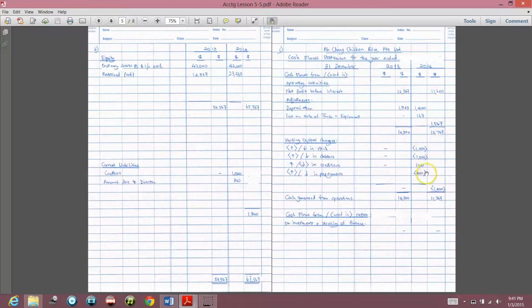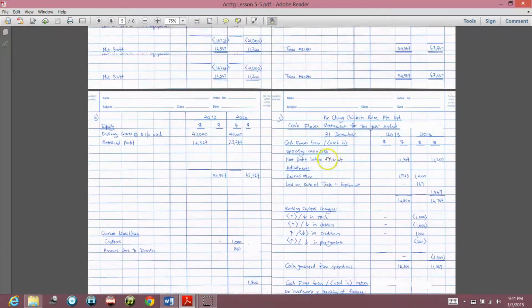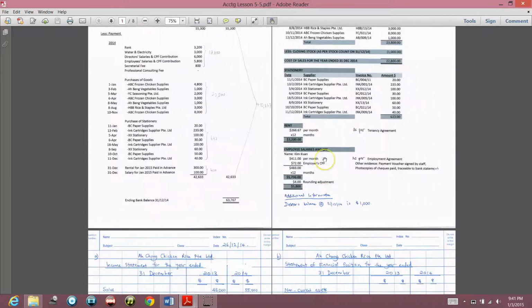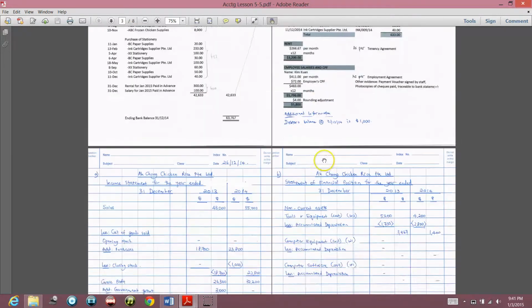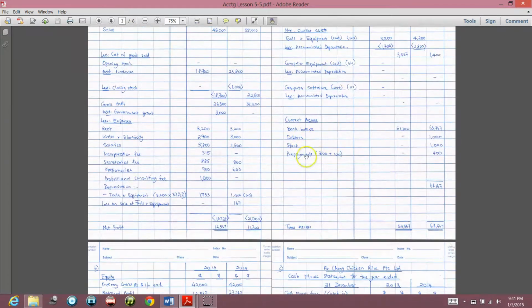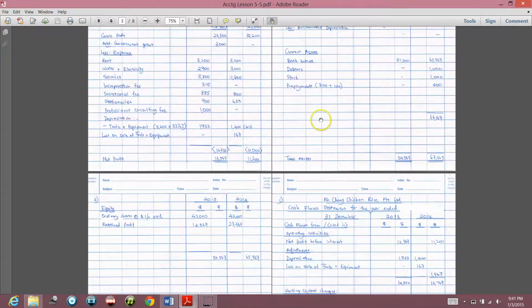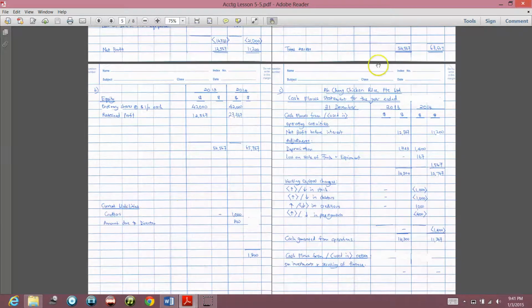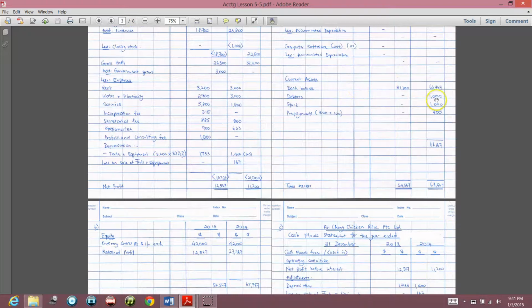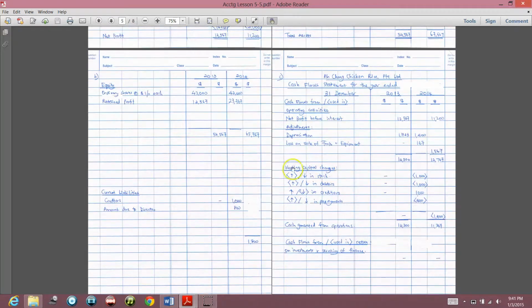Okay, so as explained earlier, even an increase in the prepayment, I have to put under working capital changes. Working capital means current assets. Anything in current assets and current liabilities, excluding bank and bank overdraft, should be put under this category, working capital changes. So you see, how come amount due to director I don't put under working capital changes over here?